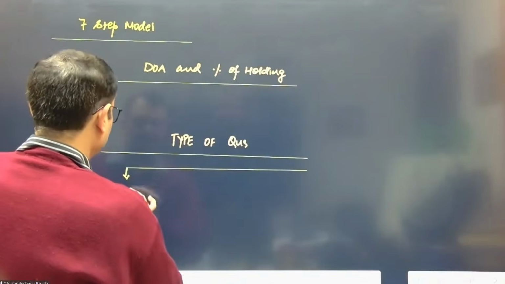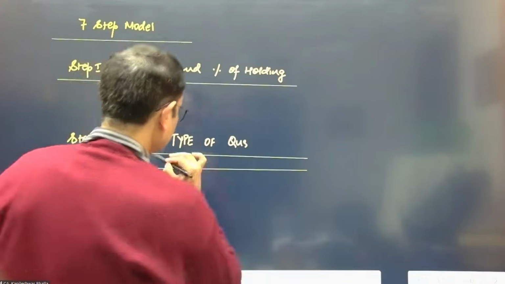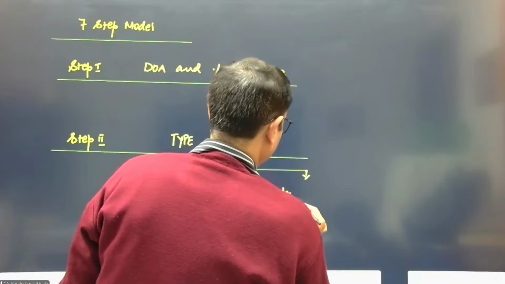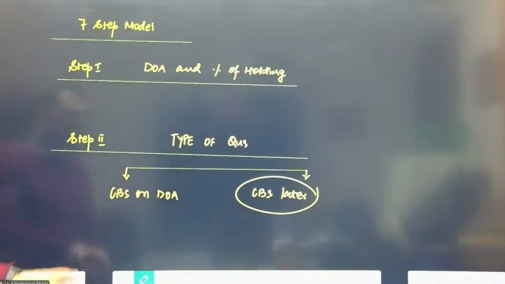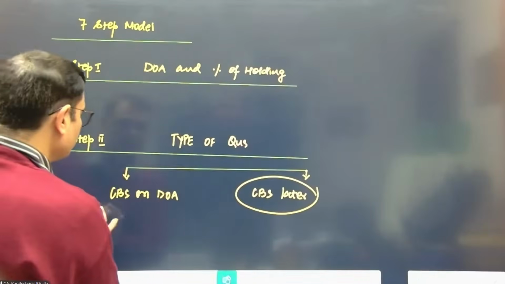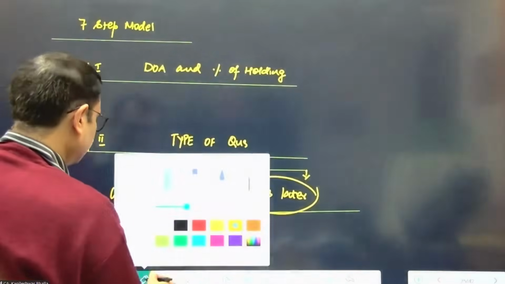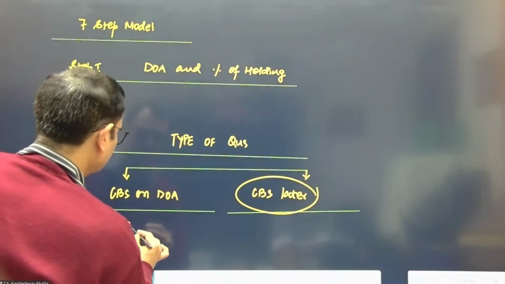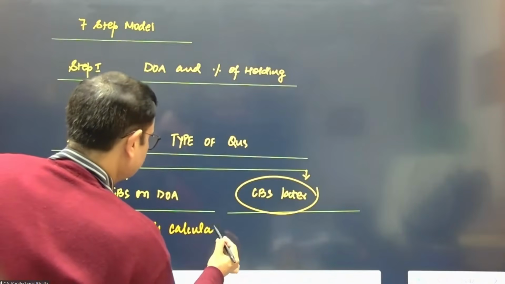So we can say the type of question is consolidated balance sheet on date of acquisition, though it's rare to get that question, and consolidated balance sheet later. So generally you will get this kind of question. It's rare to get a question which is on the acquisition date. But if you get a question on consolidation on the date of acquisition, can I say in this particular case, we will directly calculate net assets.